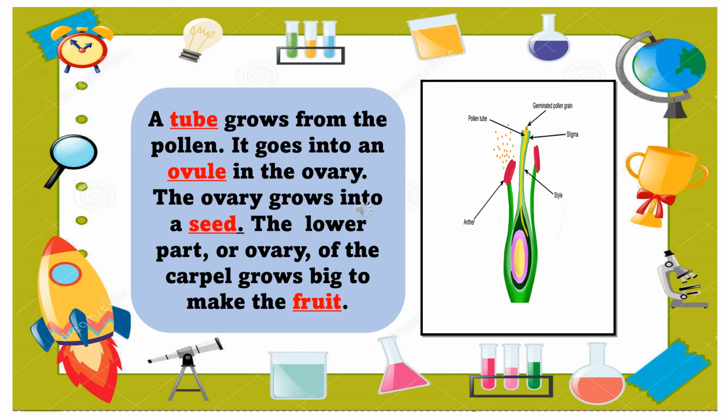And then a tube grows from the pollen, as it is very clear from the picture. It goes into an ovule in the ovary. The ovule grows into a seed. The lower part or ovary of the carpel grows big to make the fruit. So this is the procedure of how a flower turns into a fruit.